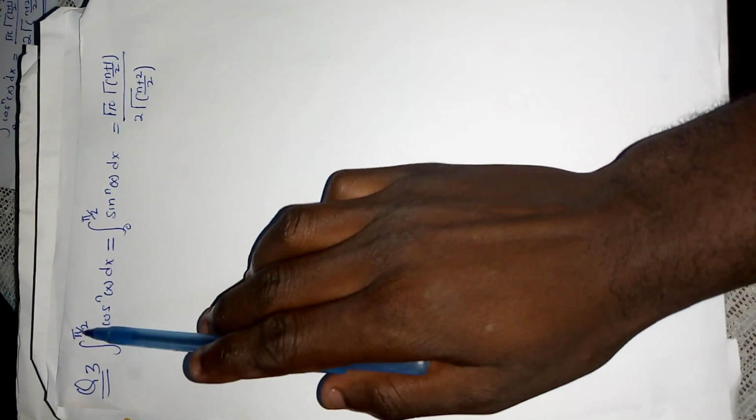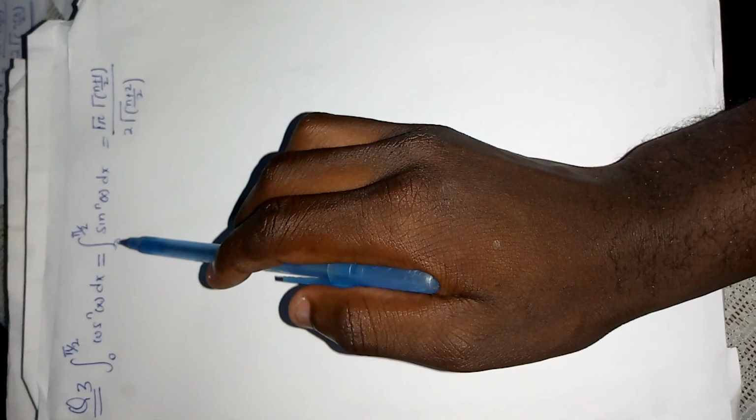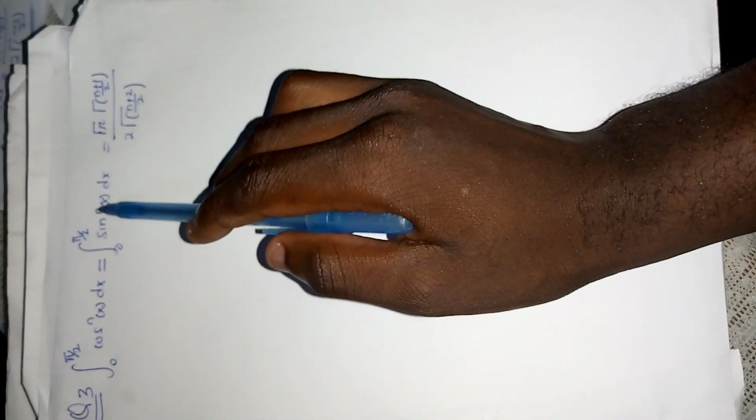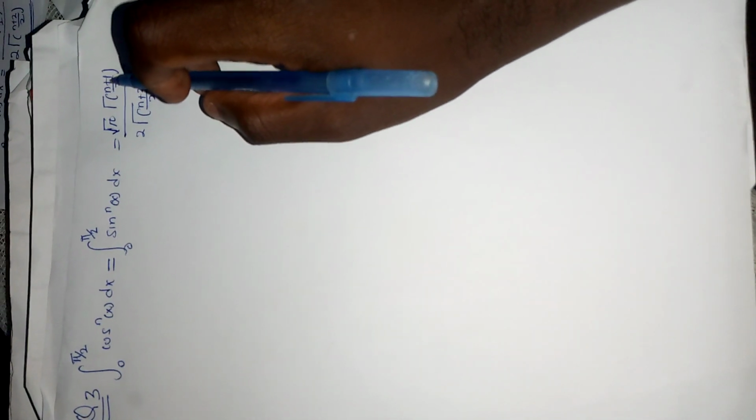Now this time around, we have this function: the integral from 0 to pi by 2 of cosine power n of x dx, which is equal to the integral from 0 to pi by 2 of sine power n of x dx, which is equal to root of pi gamma of (n plus 1) over 2, divided by 2 gamma of (n plus 2) over 2.